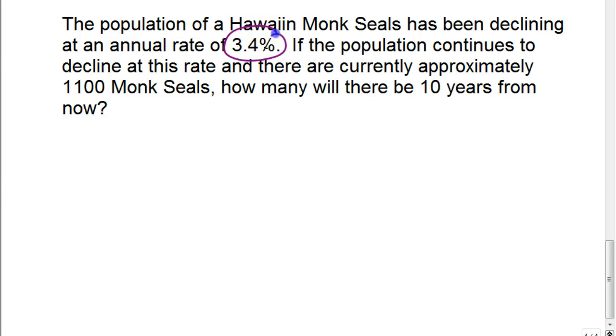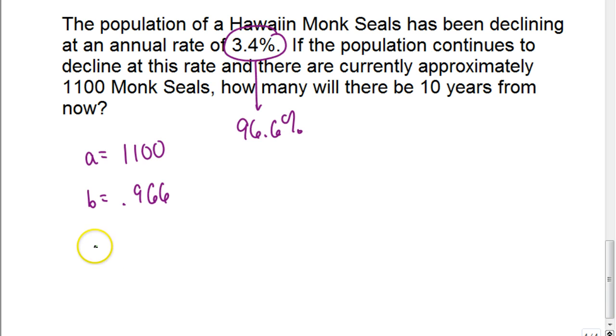Okay, so for this problem, again, we're decreasing by 3.4%. So if you subtract that from 100, you get 96.6%. So when we identify our values for a, b, and x, our value for b would be 0.966. Our value for a, our initial amount, is the 1,100 seals. And our value for x would be 10, because it would be 10 years from now.